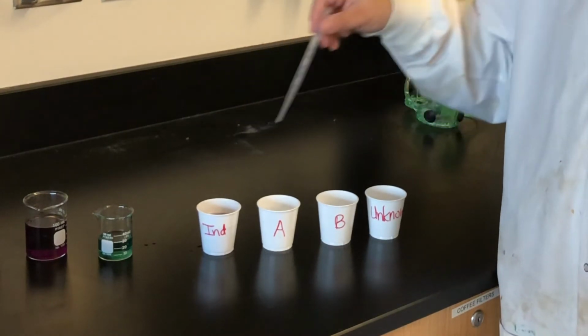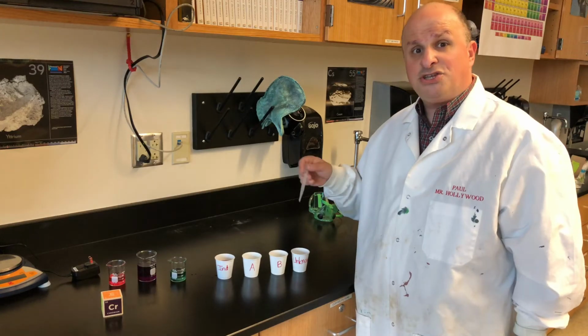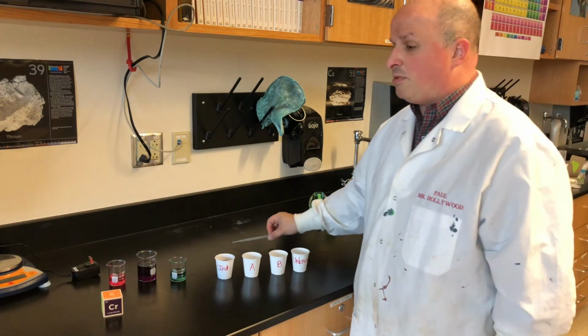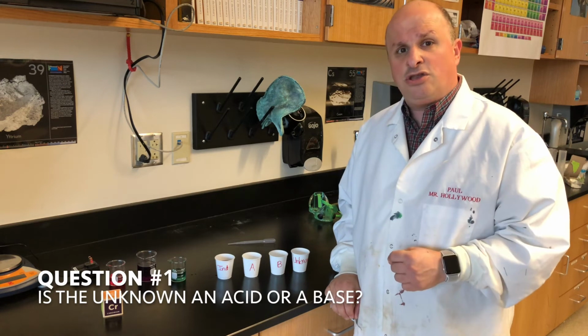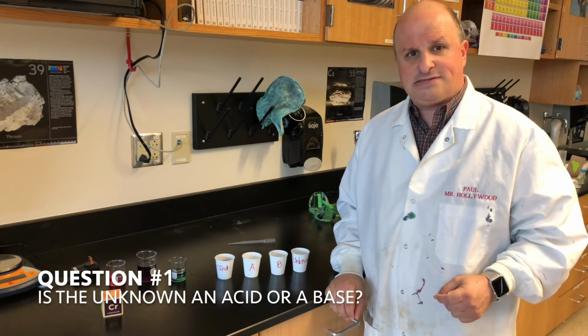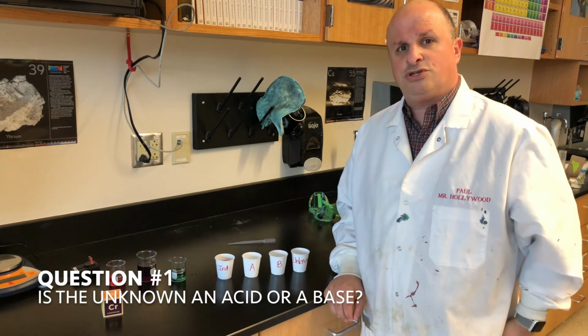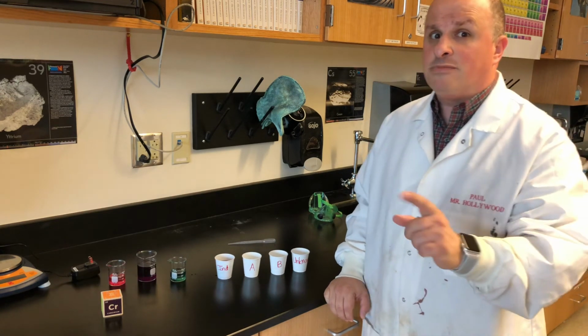Then you're going to add some indicator to the unknown. And that should tell you whether the unknown is an acid or a base. So question number one that you have to answer is, is the unknown an acid or a base? And you'll know that as soon as you add some indicator to it. Then comes the fun part.